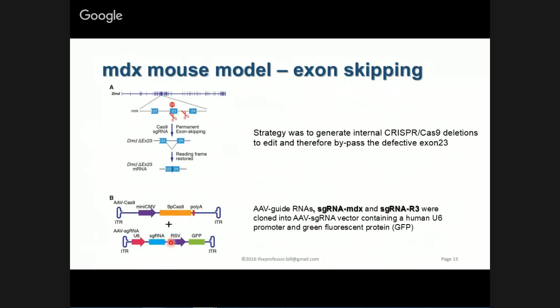Just like Roger Nichols' paper, you need one vector containing the Cas9 nuclease, and then you need another vector containing the guide RNAs. And when they say sgRNA here, they actually mean sgRNA MDX plus the sgA3. Okay, and again, they tag this so that if the cells get infected, they will all glow green with this guide RNA. Okay for everyone? Yes, no, maybe? Maybe yes, maybe no?